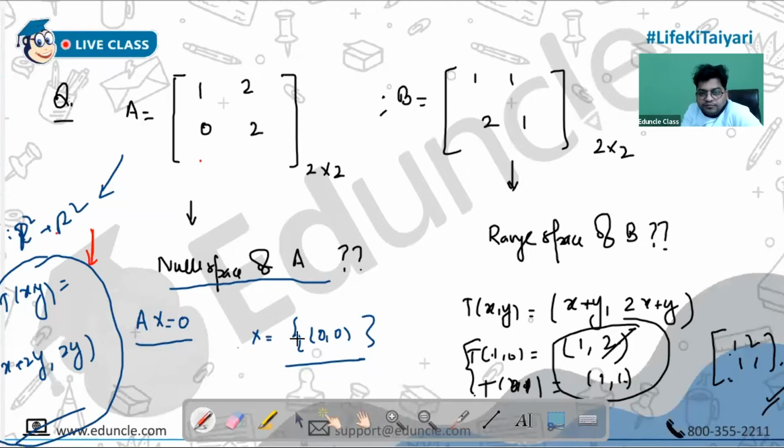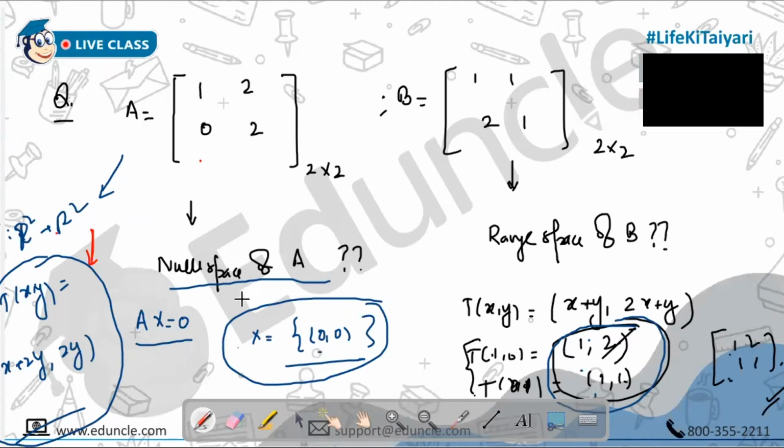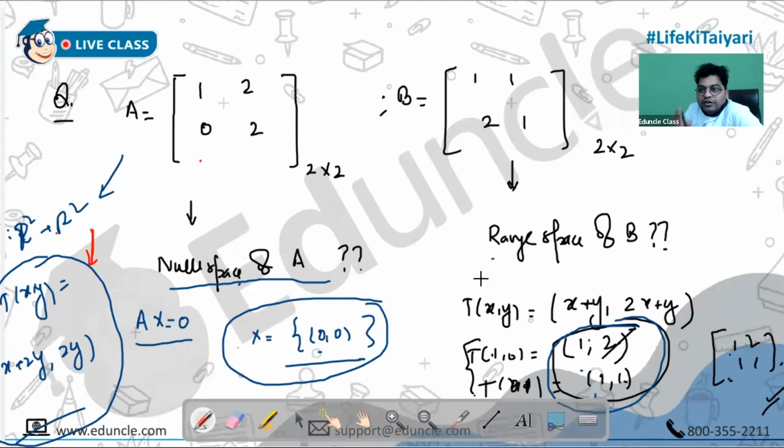So let us consider this kind of problem. What is this and this intersection? Basically, this and this intersection is only 0, 0. So the dimension of the null space intersection range space, the B matrix is only 0, 0, 0. So that dimension is 0. Is it clear?